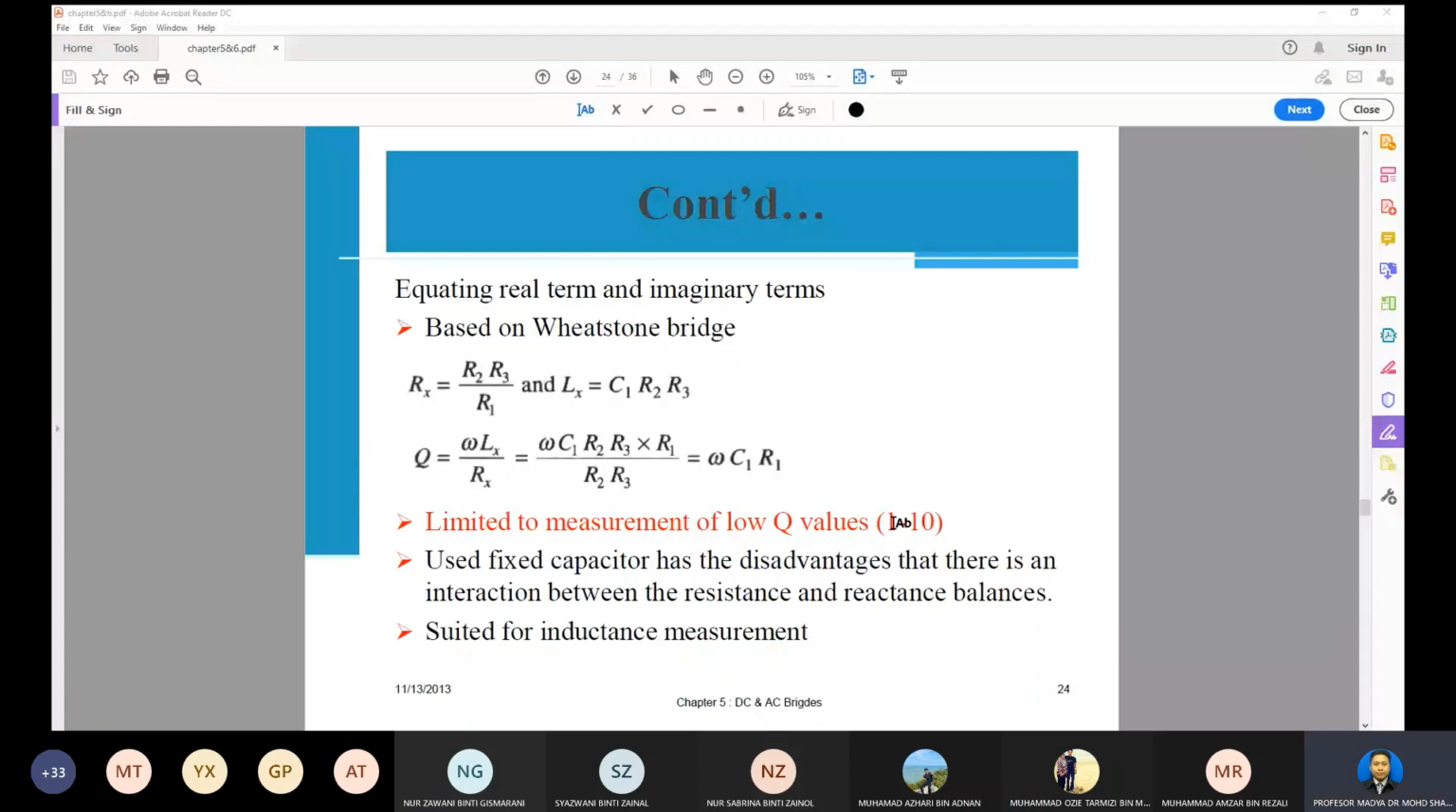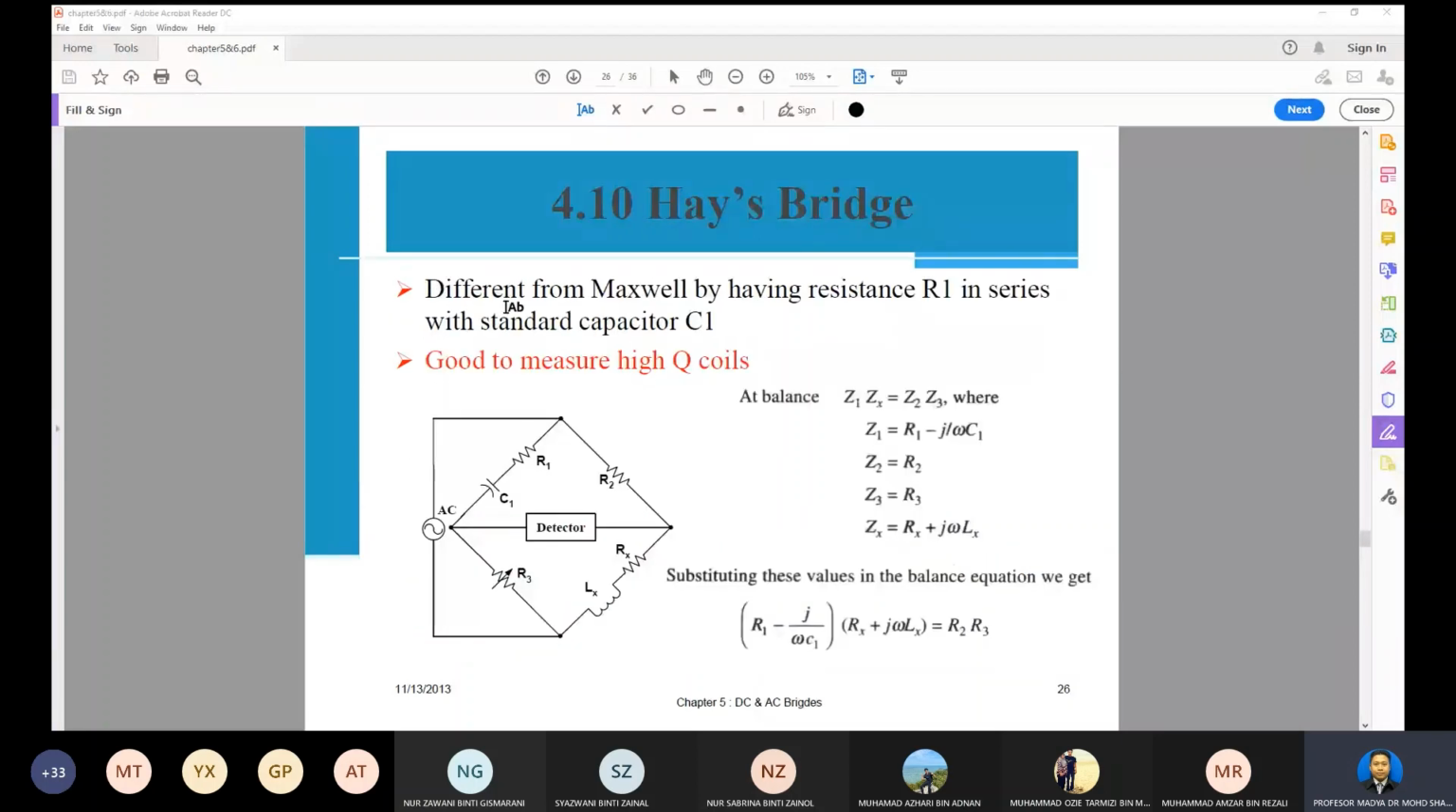So that is the function of Maxwell. When you calculate Q more than 10, that means this is a high Q factor, and we cannot use the Maxwell. So we have to use another one, which we call the Hay bridge. The function of the Hay bridge is similar to Maxwell, to measure inductance, but for the high Q value, that means the Q coil.